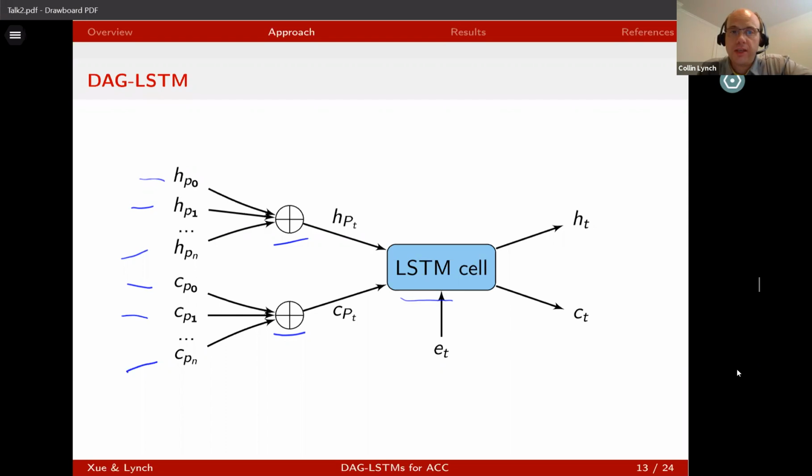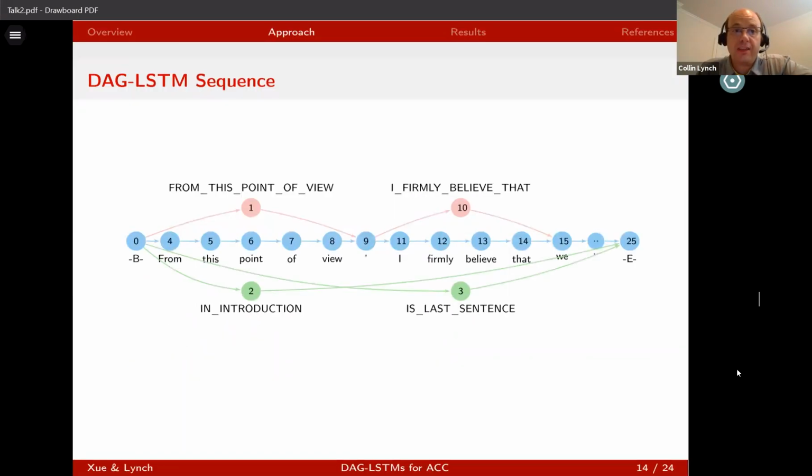Why this matters is it allows us to define structures like this for our sequence. We can take a sentence which has the beginning, and then, "from this point of view, comma, I firmly believe that we," and so on, and then we can use LSTM units for each token in the statement and for discourse markers or location markers, which carry information forward and which combine it at key locations, right? So the point of a DAG LSTM is it allows you to represent and carry forward sequences of different length and sequence information of different length.